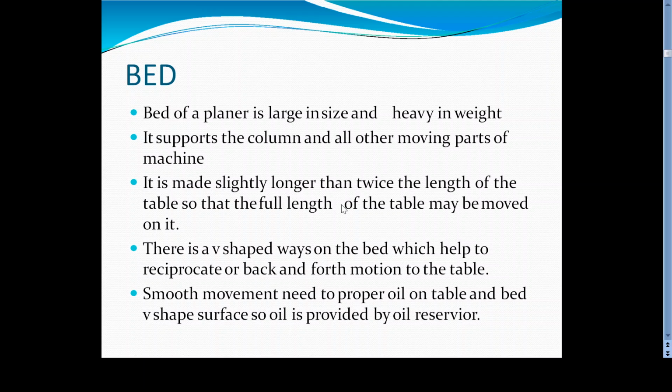The bed is the largest component of the planer machine. It is the one which holds the entire load of the machine. It supports the column. It is made of cast iron. The bed is slightly longer than, or sometimes twice, the length of the table, and there is a V-shaped groove on the top of the bed to accommodate the table.